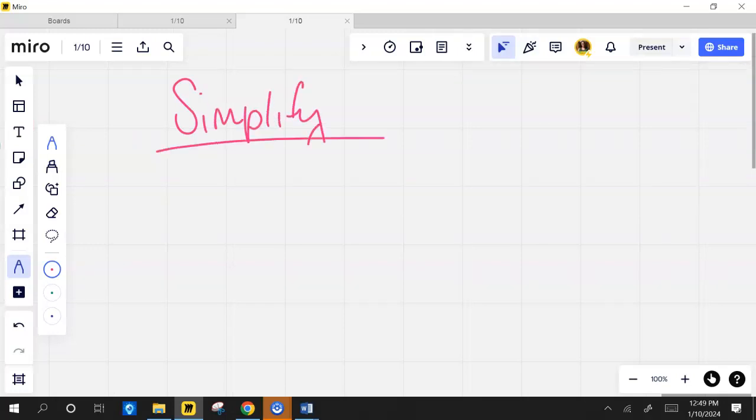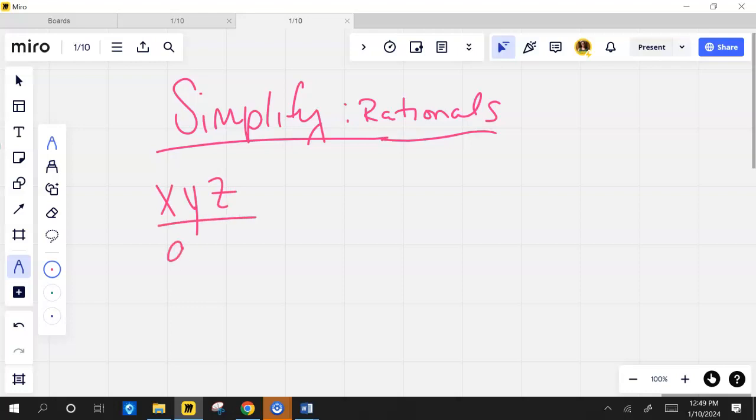When we simplify, I feel like I've written this like 3 times, but I'm really ready to do it now. Simplify rationals. Just as a reminder, if I have, let's say, x y z over a b x, how do you simplify that? That's exactly right. Because I am multiplying, and this only works when you are multiplying, I can cancel out what's being multiplied top and bottom. Do you agree with that?